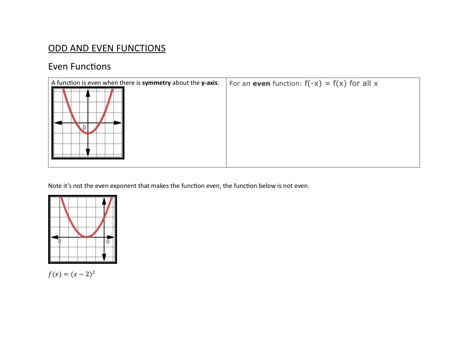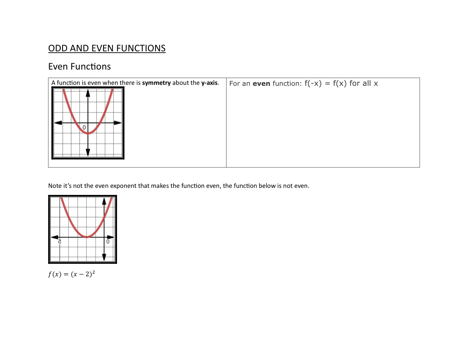In this video, let's look at odd and even functions. I'm going to start with an even function. A function is even when there is symmetry about the y-axis. And when you have a graph, it's very easy to see. See, this half is identical to the other half. There is symmetry about that line.